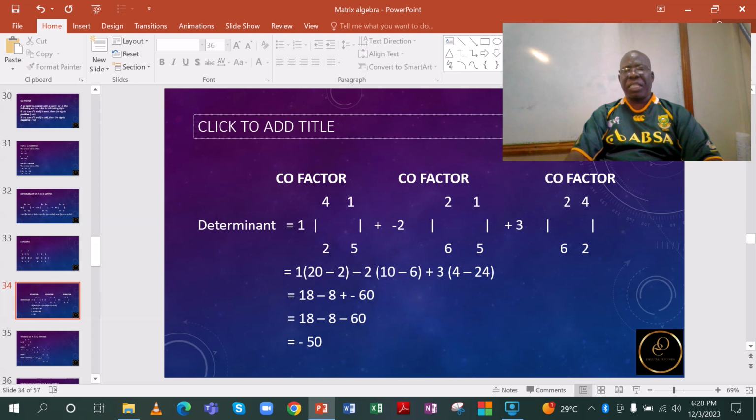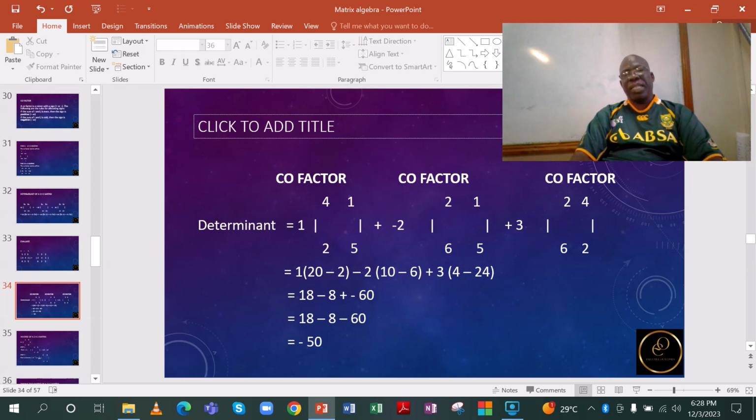That's how you calculate the determinant of a 3 by 3 matrix in one way, using cofactors. When you are looking at a 3 by 3 matrix, you need to understand what a minor is, and then you need to understand what a cofactor is. A cofactor is a minor with a sign.